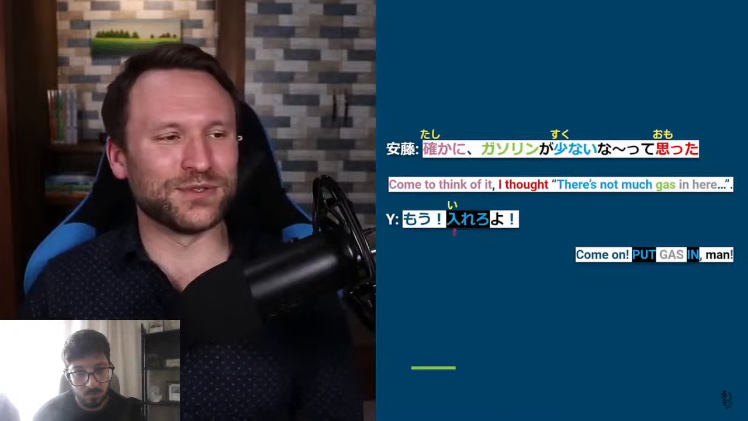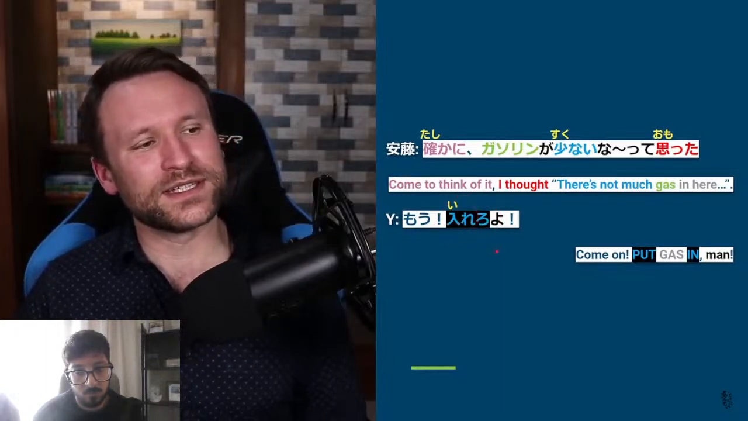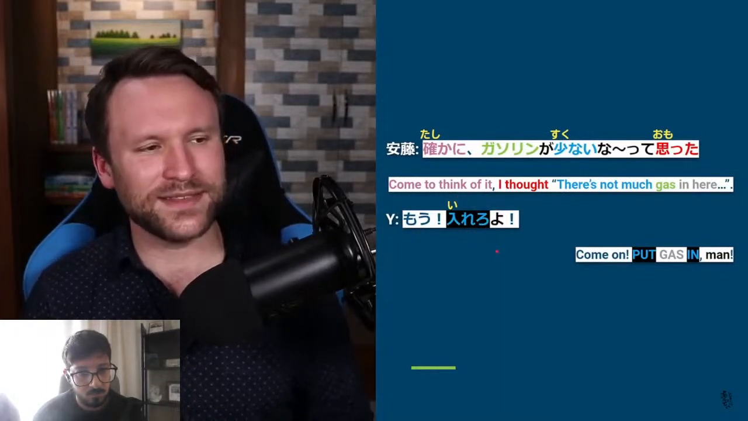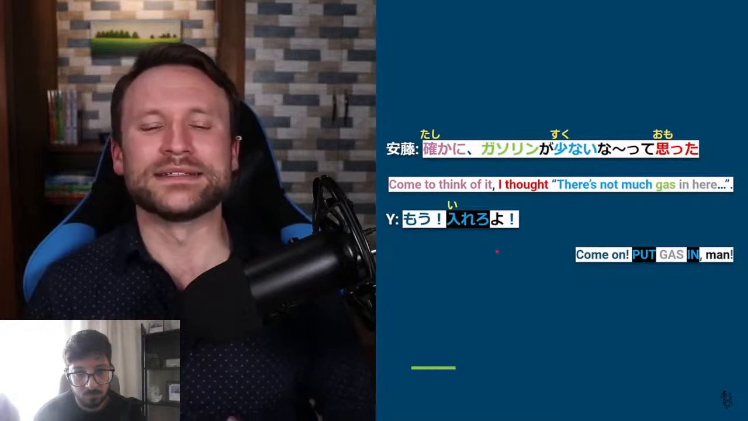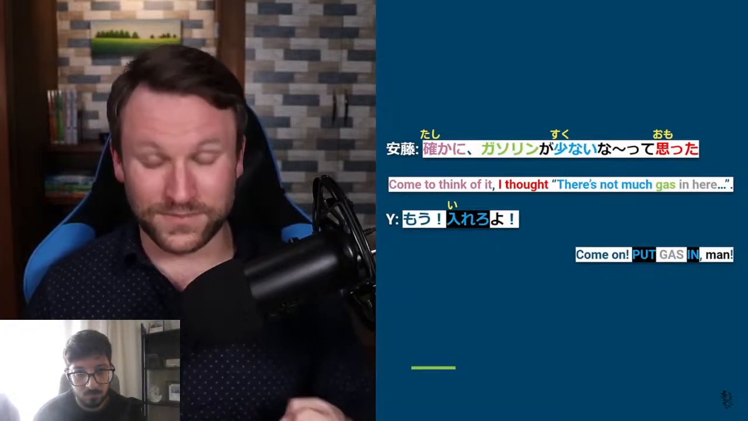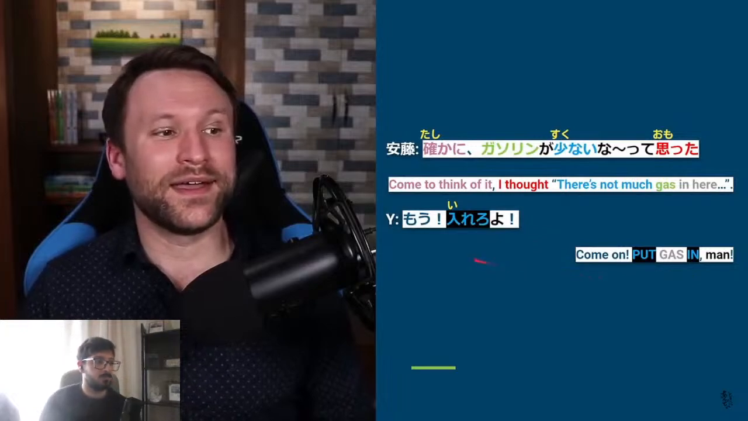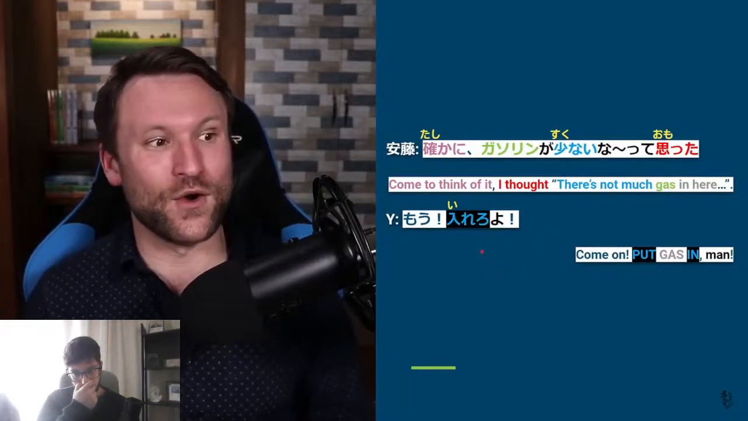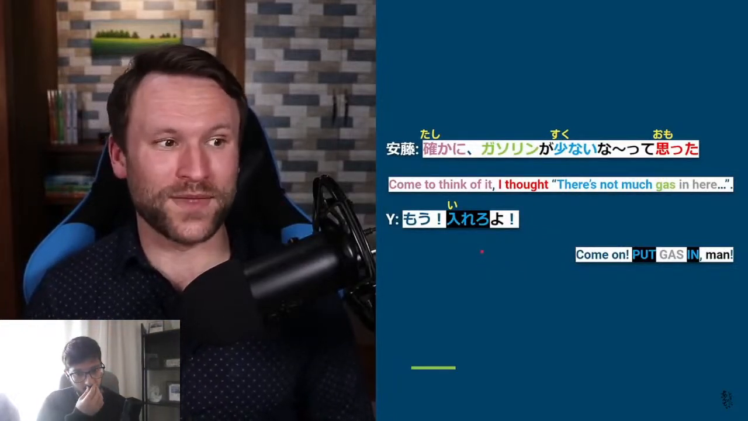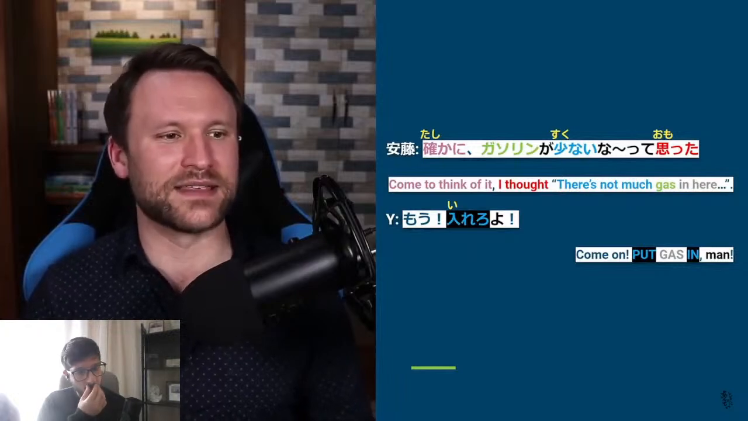Light blue font. That means it's something new for us here. It's not a new verb, it's a new tense, and this is the command, sort of angry command. Irero, you go to the O column, and that's it. You just leave it in the O column. Ireru becomes irero, and that is the command: put gas in, man.